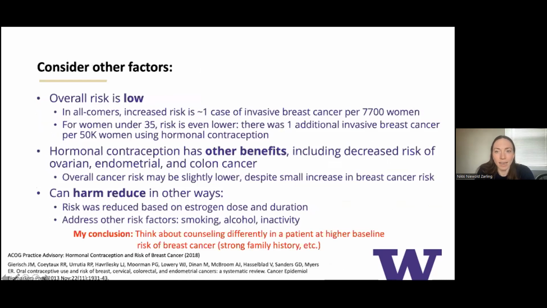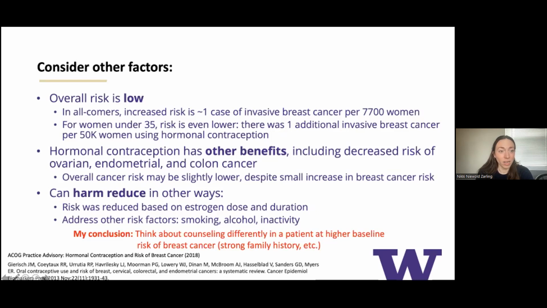Again, for some people, you might say, oh wow, this is kind of an unacceptable risk, but I want to encourage us to think about some other factors, like that overall risk is low. So in all comers, the increased risk correlates to about 1 case per 7,700 women. And in patients under 35, the risk is even lower, just 1 additional invasive breast cancer per 50,000 women.